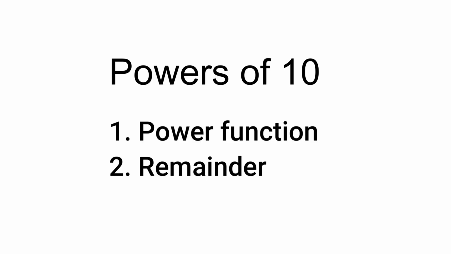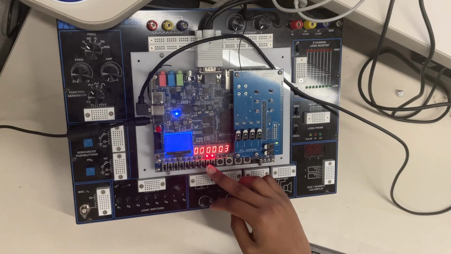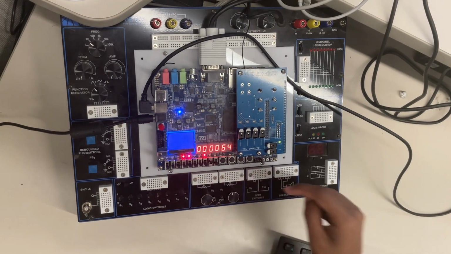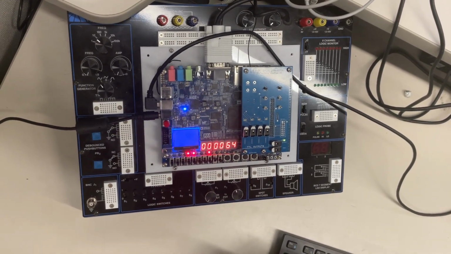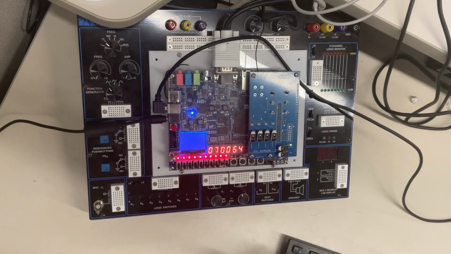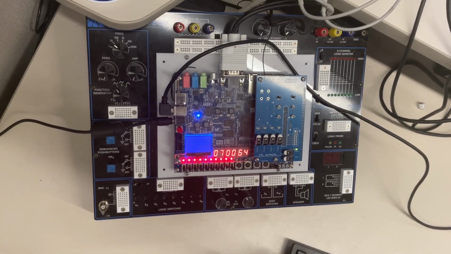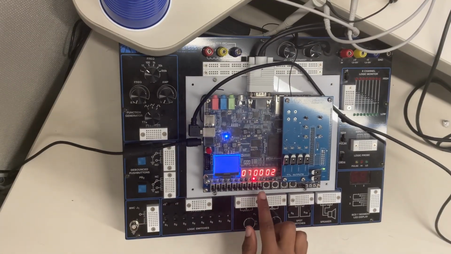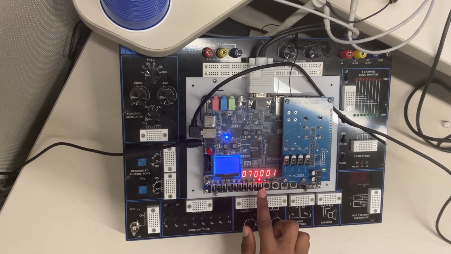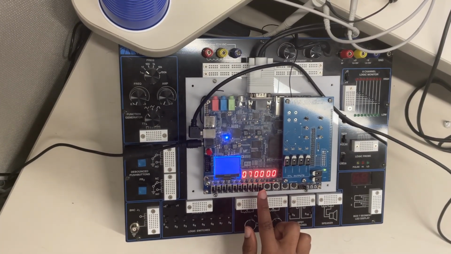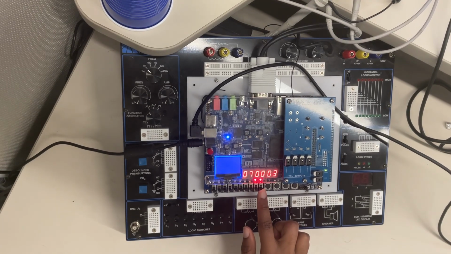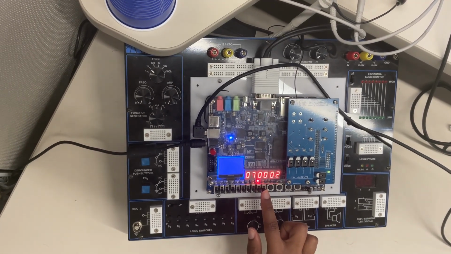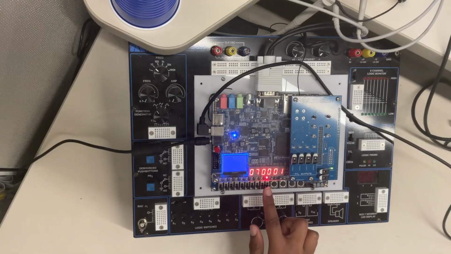The powers of 10 application uses power and remainder features of our peripheral. At the start of the powers of 10 game application, our peripheral uses its remainder operation to randomly select an exponent k between 1 and 3. Once k is chosen, the power operation computes 10 raised to that exponent. The result, either 1, 10, 100, or 1000, is displayed on hex 0.